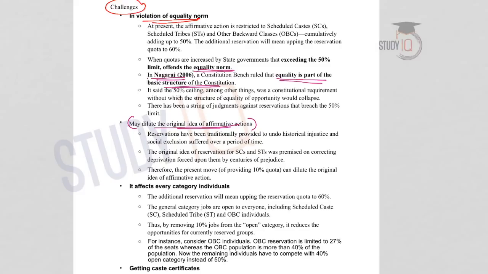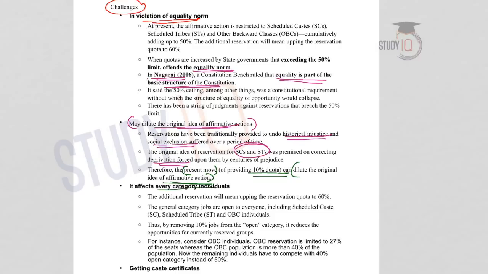It means that traditionally, reservations have been provided to those classes who had to undergo historical injustice and social exclusion. So, the original idea of reservation for the scheduled castes and the scheduled tribes was to correct the deprivation that they had to face in earlier times. So, now providing 10% of the quota can dilute the original idea of affirmative action of providing reservations.